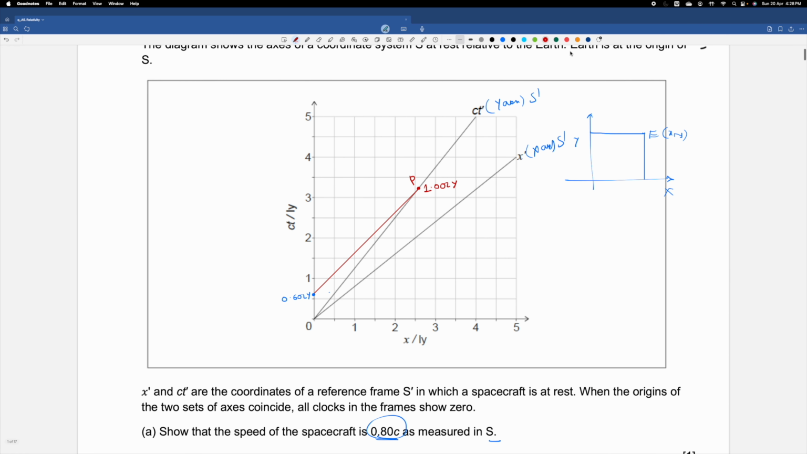So first of all, I'm going to draw a world line for the light, which is at an angle of 45 degrees with both the x-axis and y-axis. Next, I'm going to drop a vertical line from 4 light years onto this light world line, the photon world line, and that's going to be my event R.